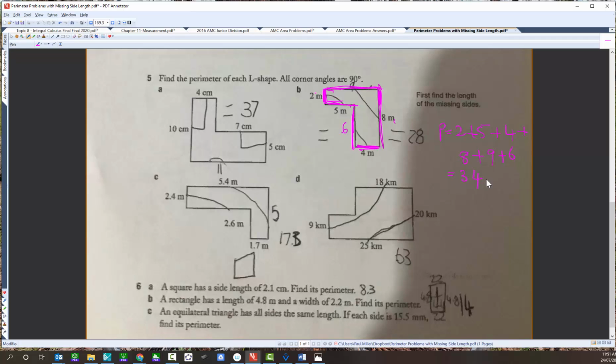Okay, so again, I implore you to use that strategy there of colouring in the sides to make sure that you've addressed all of the side lengths when you're calculating the perimeter.